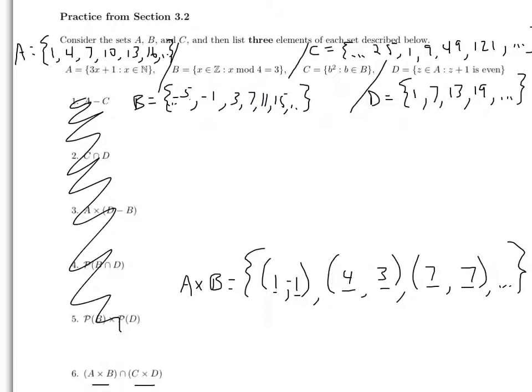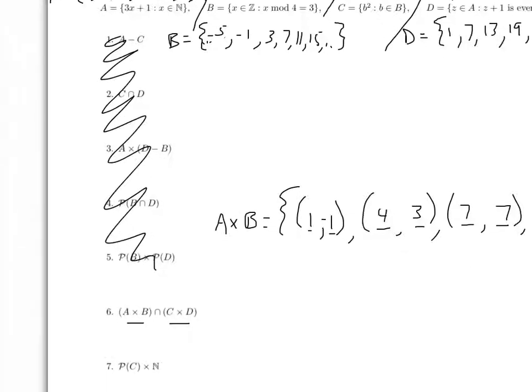Okay, and so I can see my first coordinates are going up by 3, my second coordinates are going up by 4, and I have every combination. I'll have 1 paired with 3, 4 paired with -1, everything you could possibly imagine where the first number's following that first pattern, the second number's following the second pattern.